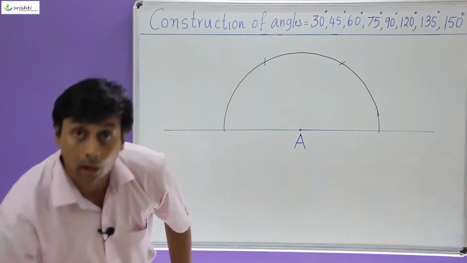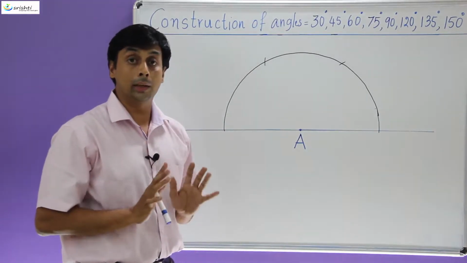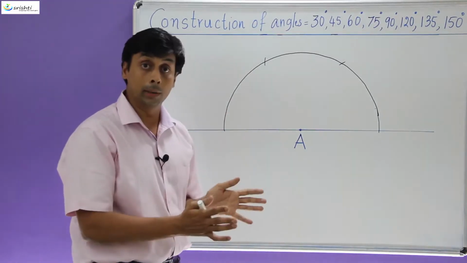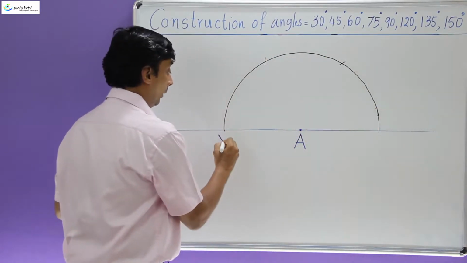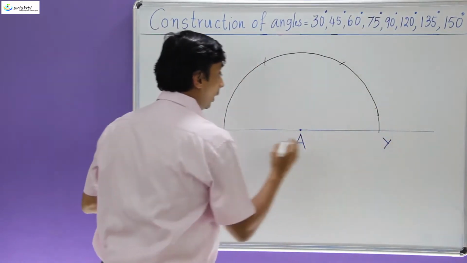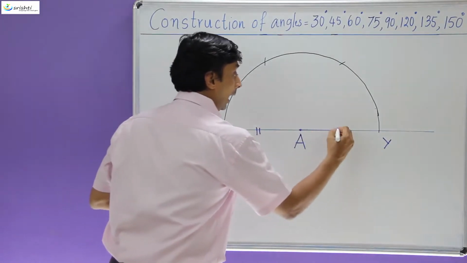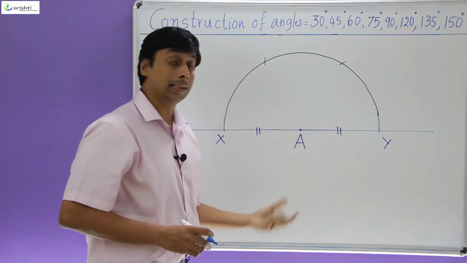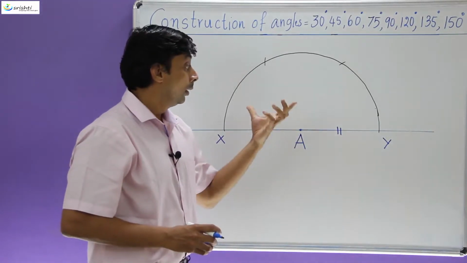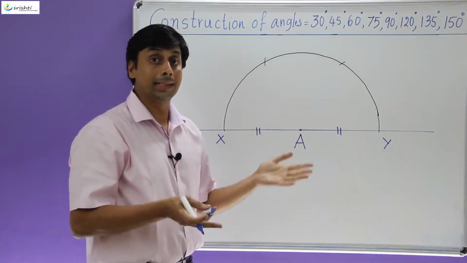Let us find out how. So what is the first thing that we did? We took a particular rounder measurement and we drew a semicircle. So let's name these 2 points as X and Y. The measurement of AX and AY is going to be exactly equal. So I have marked these two line segments as equal because the rounder measurement was exactly the same.